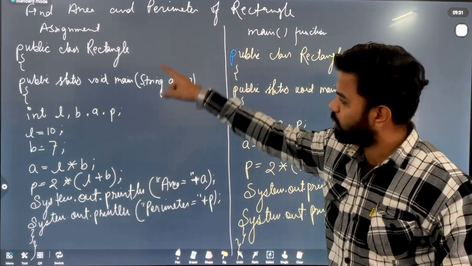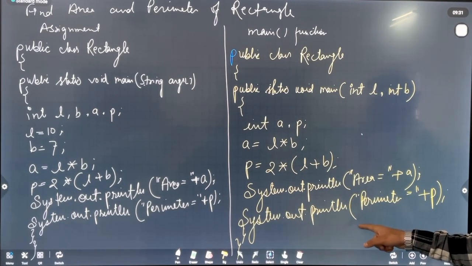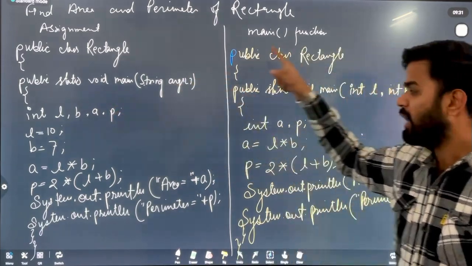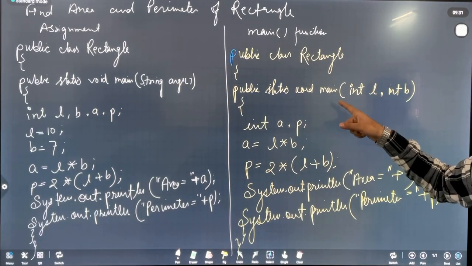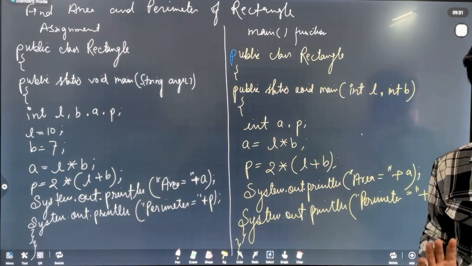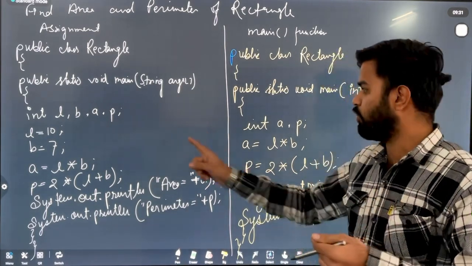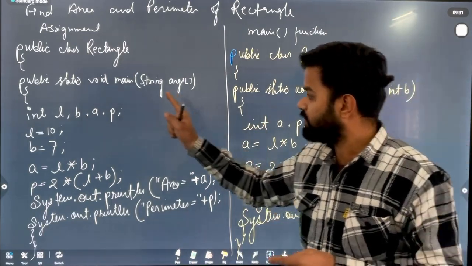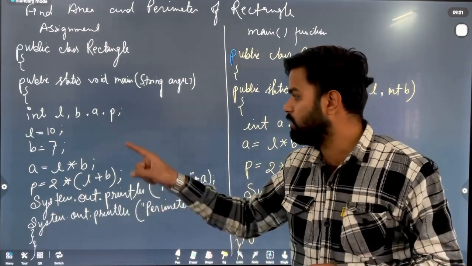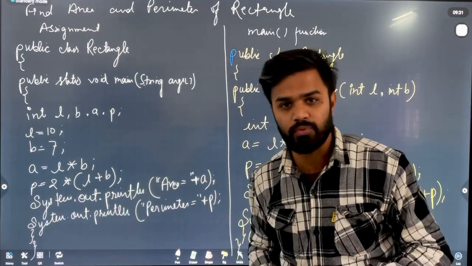This is the way to compute your program with an assignment statement. This is the way to compute the same program with the main function. What is the difference? Here the value is initialized by the programmer itself, and here the value is initialized by the user. So when we run this program, at that time we can give the values of L and B. If we run both programs 10 times, then this program will print the same value 10 times, 10 into 7, 70, and the perimeter will be 140.